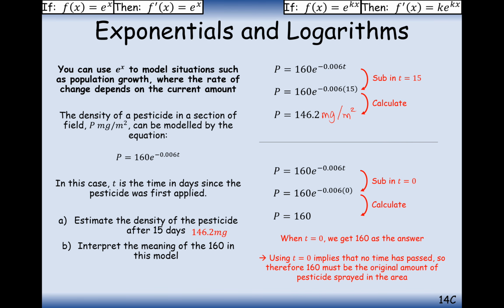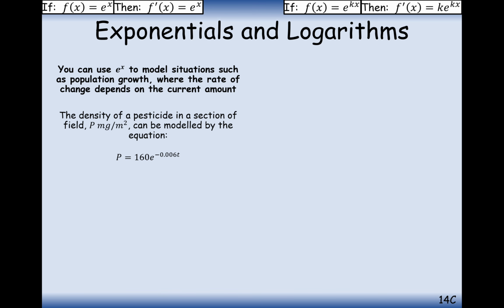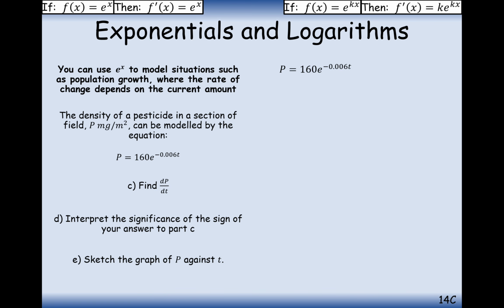Okay, so using t equals 0 implies that no time has passed, so therefore 160 must be the original amount of pesticide sprayed in the area. Let's have a go at a few more questions then. So find dp by dt and interpret the significance of the sign in your answer to part C. And then sketch the graph.